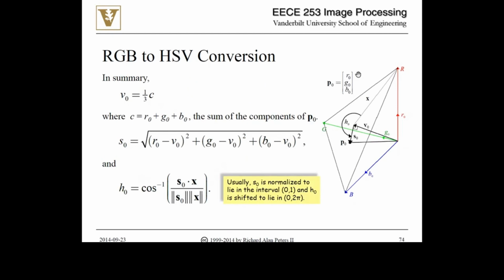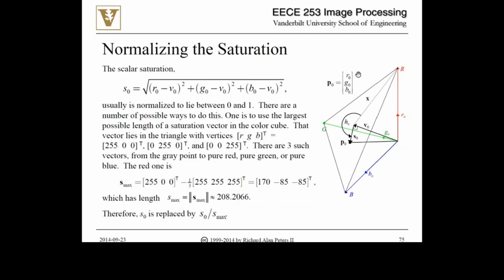Okay, so this is just a summary of all that. And it is difficult to normalize the saturation. The saturation is the length of this vector. It is difficult to report not the length, but the normalized length. Right? It is again something of convention. So you can define what is the maximum length that I can have.